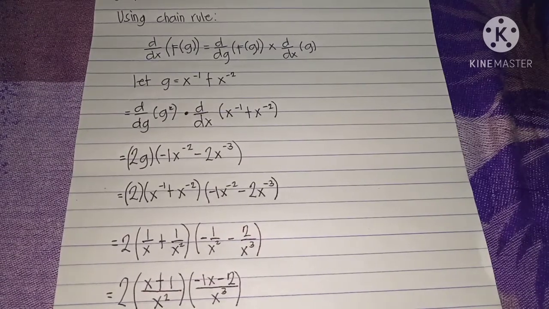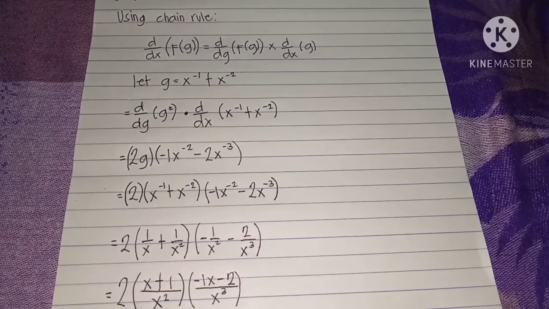So we will multiply the denominators. The product of the denominators is x raised to the power of 5, and we'll just copy the numerator. So we will now evaluate the numerator. 2x times negative x is negative 2x squared. 2 times x times negative 2 is negative 4x. 2 times 1 times negative x is negative 2x. 2 times 1 times negative 2 is negative 4.